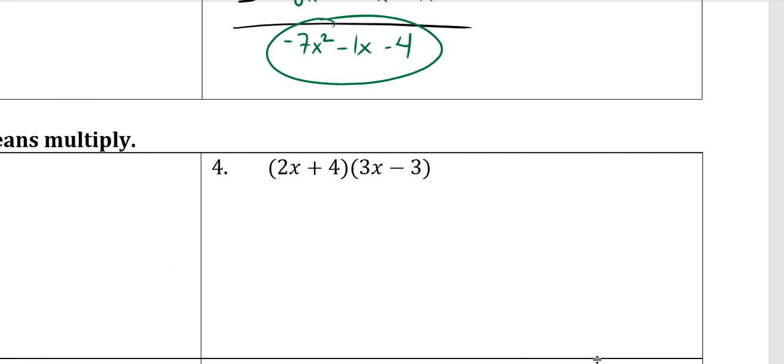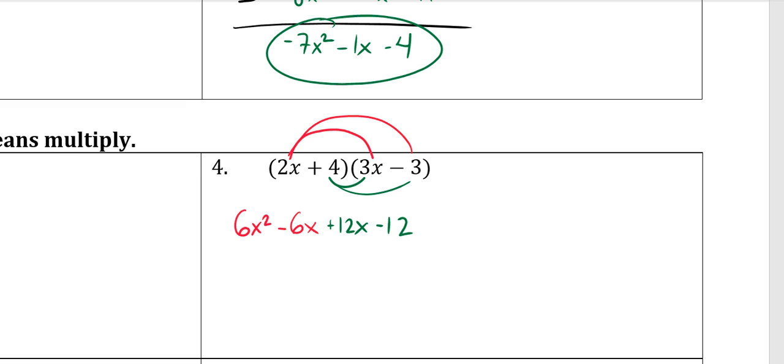Over here we have a binomial times a binomial because there's two terms in each. Those are each called binomials. So it's a double distribution. So I first distribute the 2x. 2x times 3x is going to be 6x squared. 2x times minus 3 is minus 6x. Then the 4 distributes. 4 times 3 is 12 x's. And then 4 times minus 3 will make minus 12.